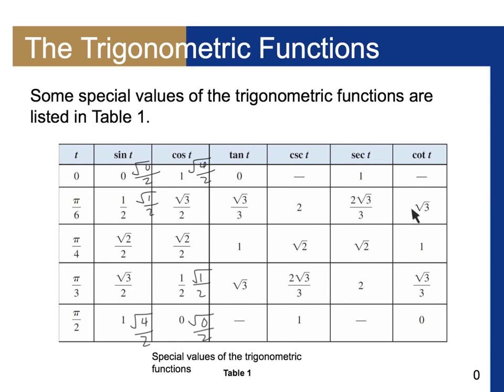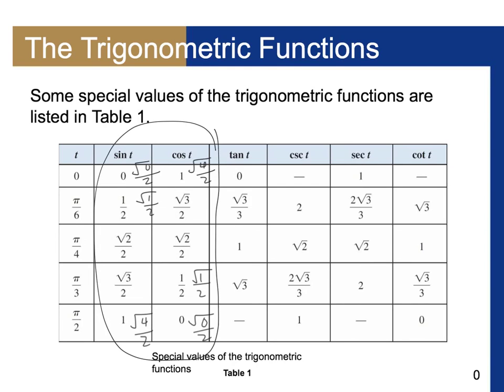So 1 over 0 is undefined, etc. 1 over 1 is 1. 1 over square root of 3 is square root of 3 over 3. 1 over undefined, well, that's actually 0, because you're taking cosine over sine. But let's focus our energy on these two, because everything else just follows from that.